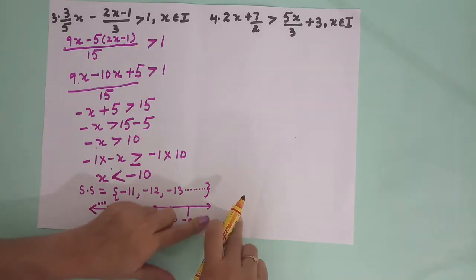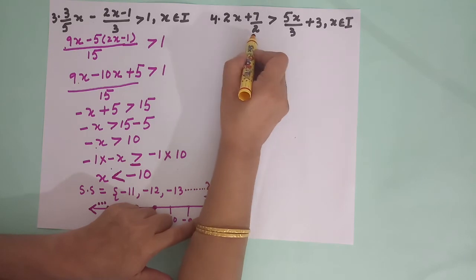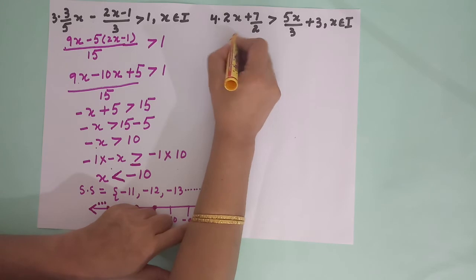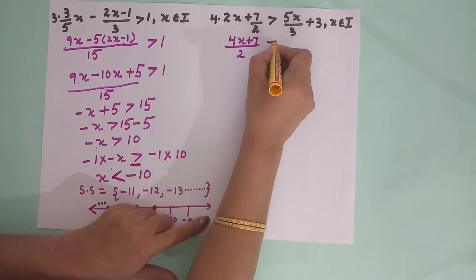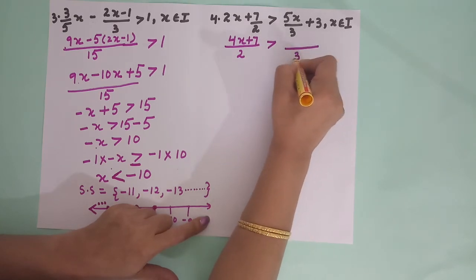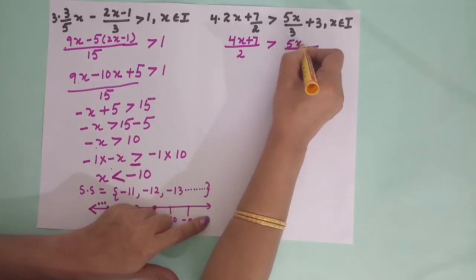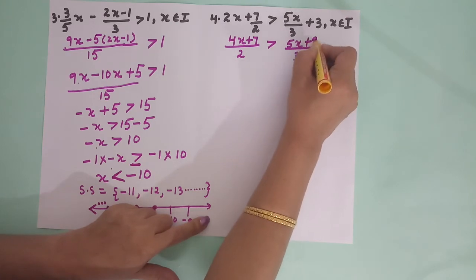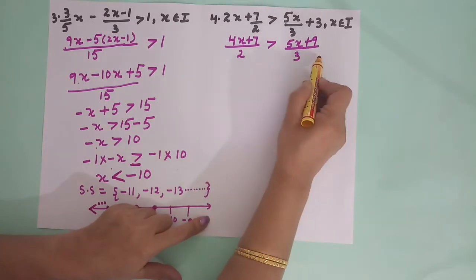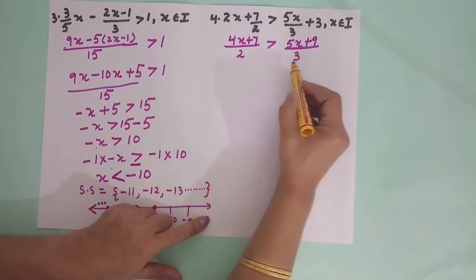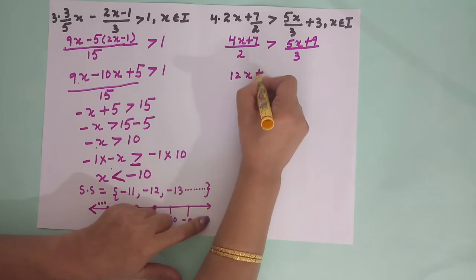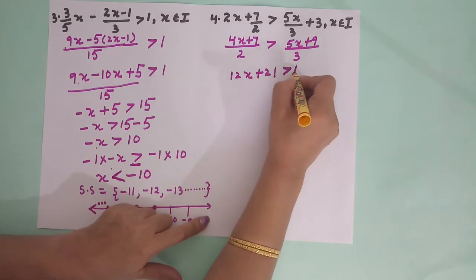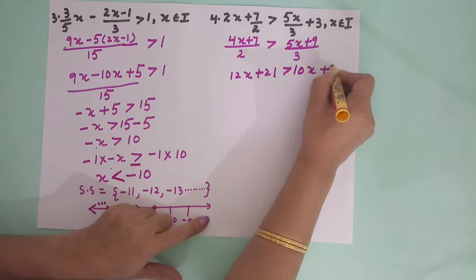Okay. Let's solve one more example. In this case, first we will take 2 as LCM. So 2 2s are 4x plus 7 is greater than, here we can take 3 as LCM. So 5x, 3 3s are 9. Now we have single terms on both sides of this inequation. We can cross multiply. So we get 12x plus 21 is greater than 10x plus 18.